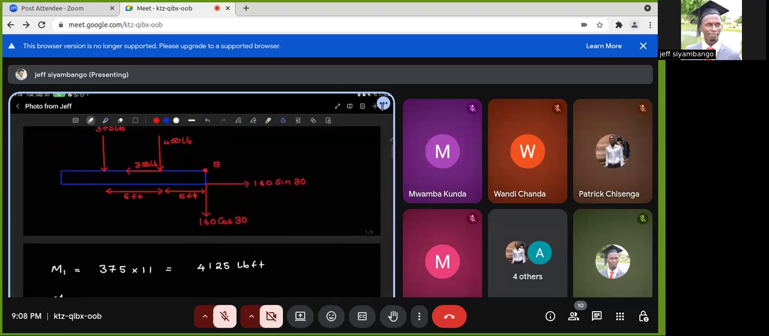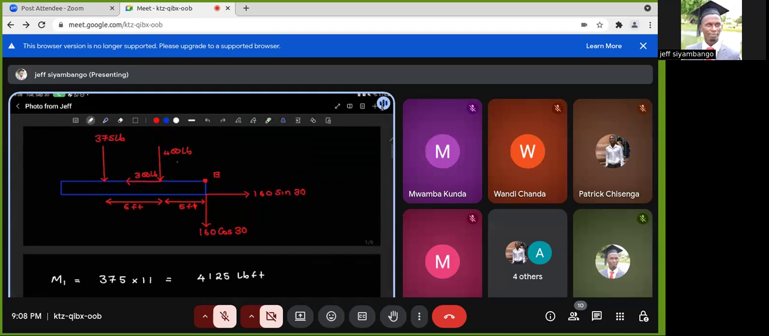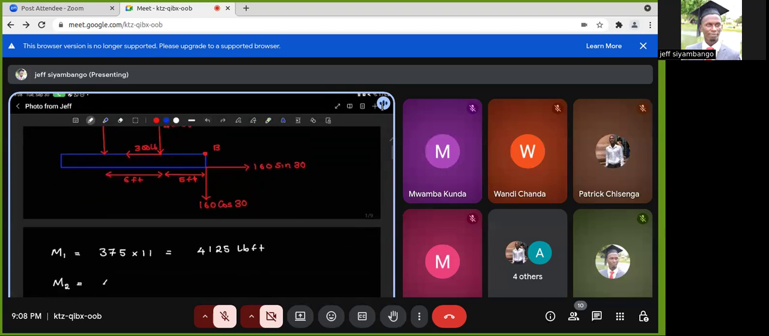F2 has two pieces. Observe that the x component of F2 again passes through B, so it creates no moment about B. Only the vertical component will create a moment about B. You see that this time around it will be an anti-clockwise movement about B, so it will be positive. The distance.